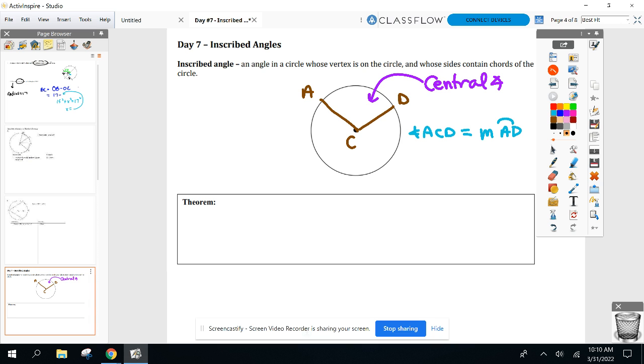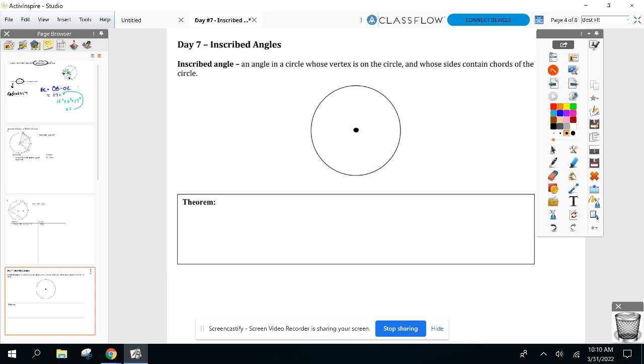All right. What I'd like you to do first, now you can write on your notes, put a point somewhere on your circle, please. From that point, draw 2 chords. From that point on your circle, anywhere, just draw 2 chords in the circle from that point. So you should have 2 chords coming from that point.